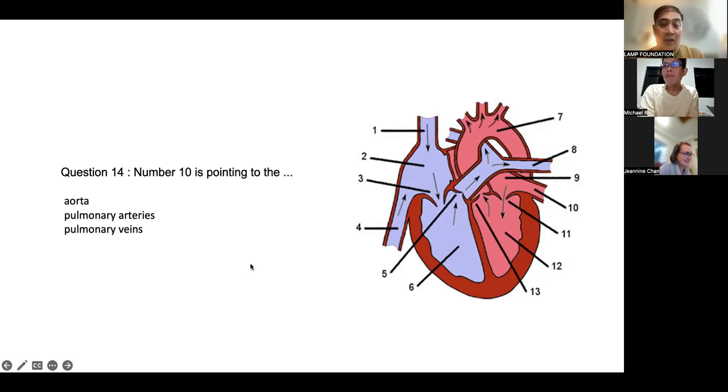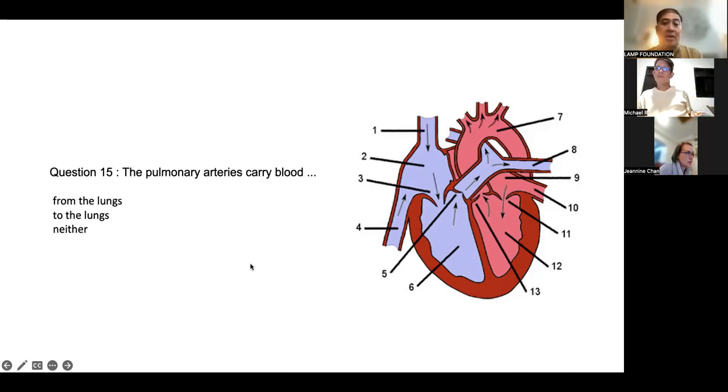Okay. Ano kasi, yung dugo from the right side of the heart, walang oxygen yan. Galing yan sa body, okay? Nagamit na yung oxygen. So it has to go to the lungs, via the pulmonary arteries. That's why it's colored blue. So pulmonary veins nanggaling sa lungs, so may oxygen na siya. Kaya the number 10 should be pulmonary veins. Okay? So don't be misled by the color. The color itself will guide you kung ano talaga yung function ng anatomical structure. Okay.